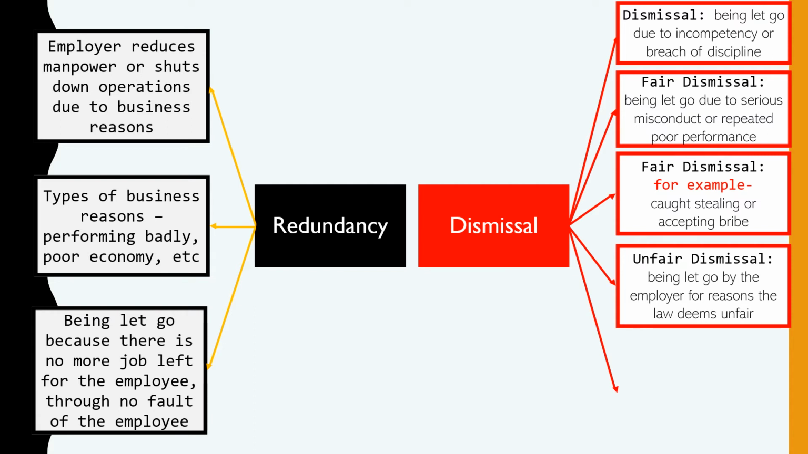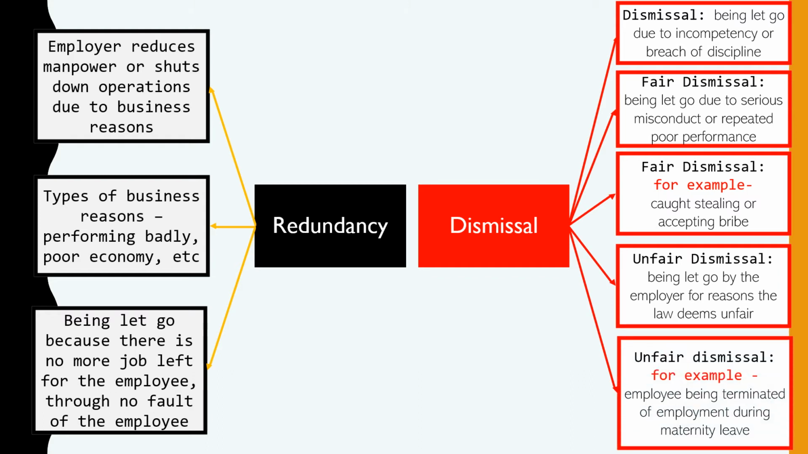Another one is called unfair dismissal, where employers let go of employees for reasons the law deems unfair. For example, an employer could unfairly dismiss an employee when she is on her maternity leave, where they have 3 months or 2 months maternity leave where they're supposed to be paid and still be on leave because of giving birth, yet the employer takes that opportunity to dismiss or to terminate the employee's employment without any notice or without any justification.